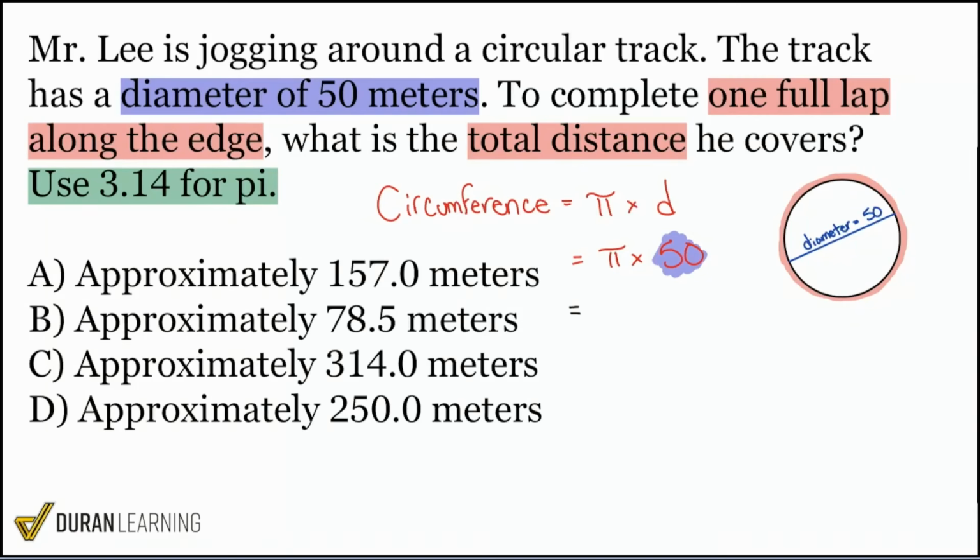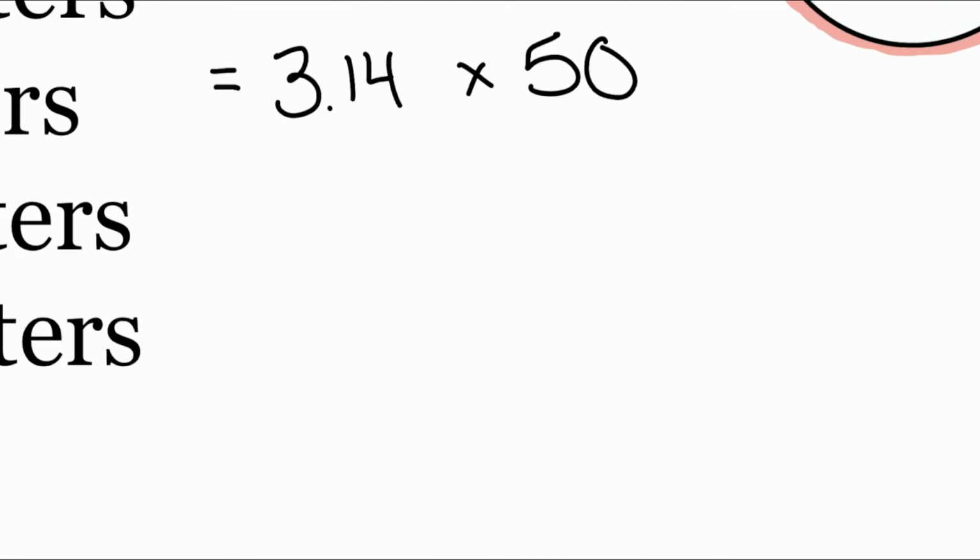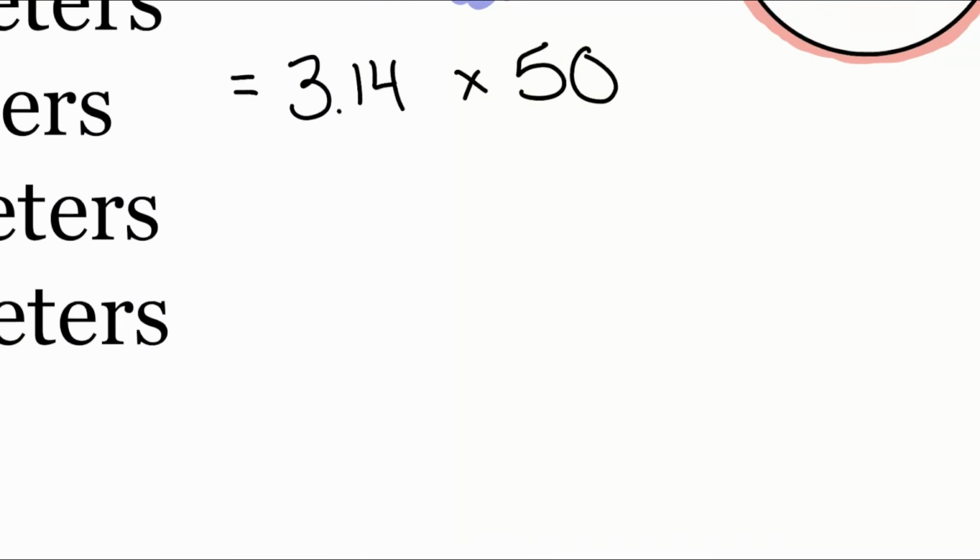So the pi will be replaced. Let me highlight this in green. The pi will be replaced with 3.14. The 50 stays a 50. And now what we're going to do is calculate 3.14 times 50. So I'm going to zoom in for a moment and I'll zoom out momentarily. Don't worry, you'll still be able to take your picture of your notes before we move forward. But here we go. 3.14 multiplied by 50.